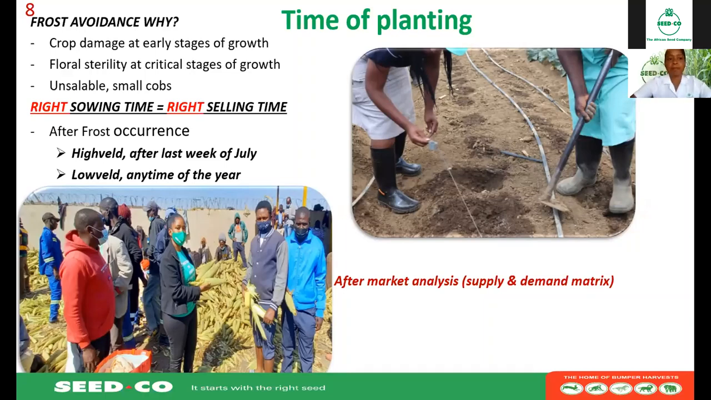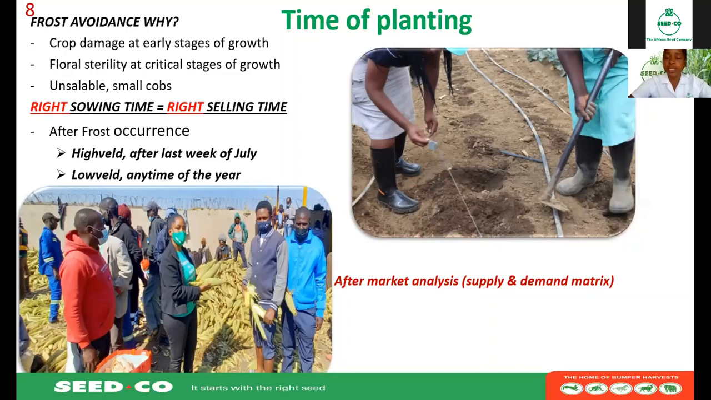So floral sterility at critical stages occurred for those farmers who managed to establish during the frost period, but some farmers also managed to harvest, like we've rightfully said, though with unsizable small cobs for some farmers. But still you find that because supply is low, the demand is high. So even those small cobs are going to fetch much on the market. Suffice to say that small cobs also have a relationship with the variety selection, as well as the management of the crop. Because if you manage your crop well, give it the desired nutrient requirements, you should get sizable cobs that are sellable for green mealies, especially if you choose and start with the right seed.